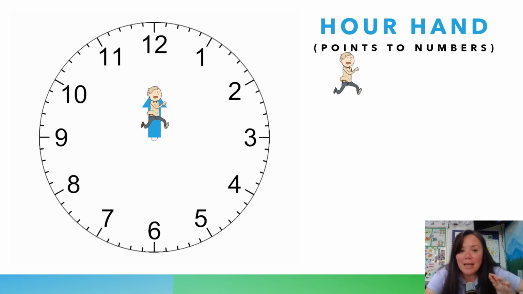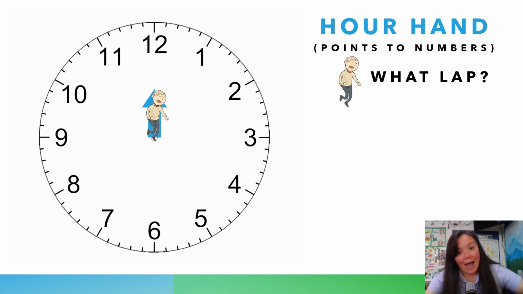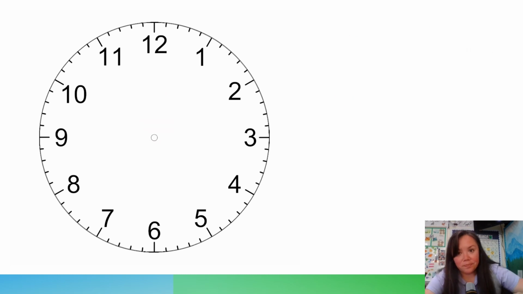And so when I'm telling time, when I want to know what hour it is, I will ask myself, what lap is this little guy on? What lap is the hour hand on? Okay? And he represents the hour hand to me.